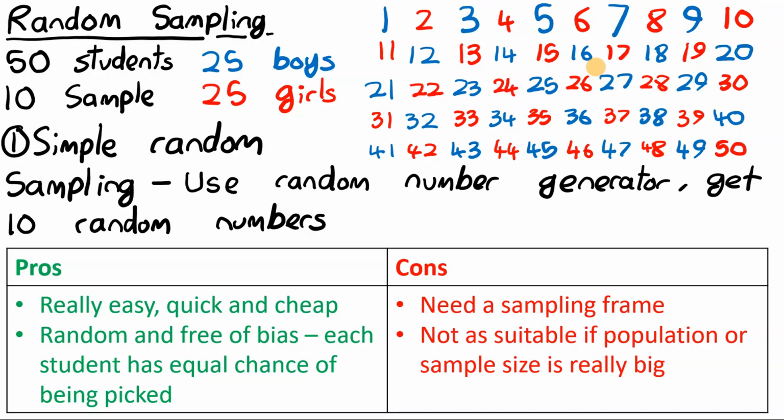Firstly, you need a sampling frame. For example, for this here, you need to give every single student a unique number. In this particular case, that's not that difficult to do, but it might not always be so easy. The second slight disadvantage is for big populations and samples, it can get slightly more difficult because you're going to have to generate quite a lot of numbers, especially if the sample is quite big.